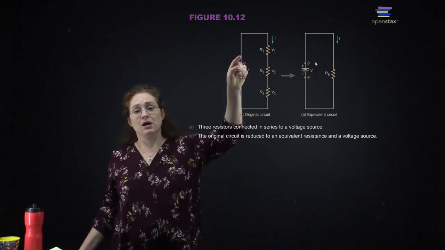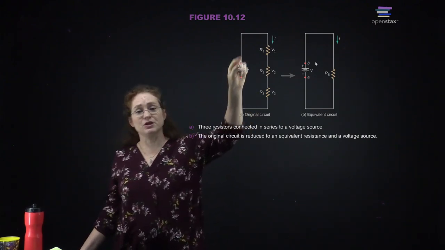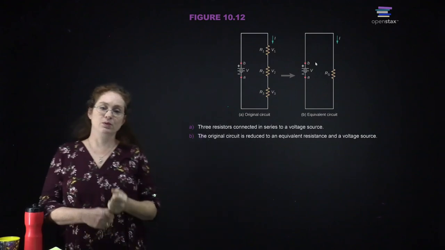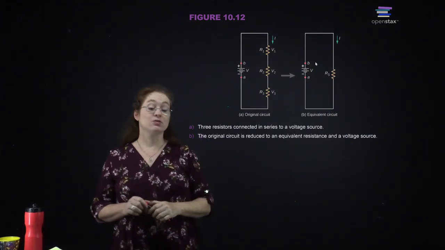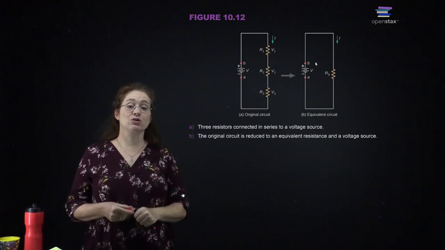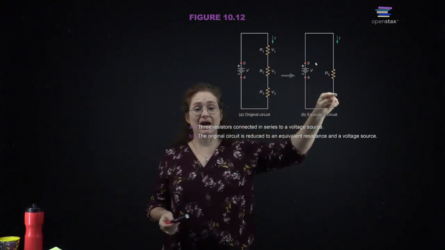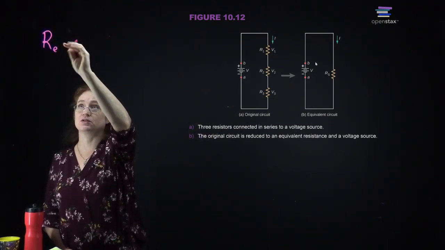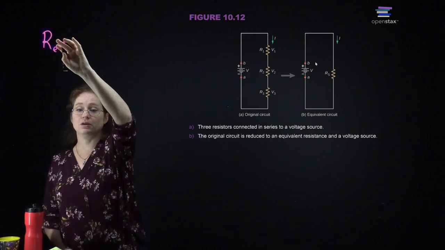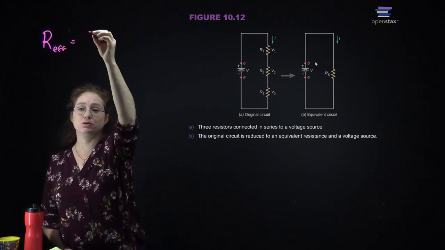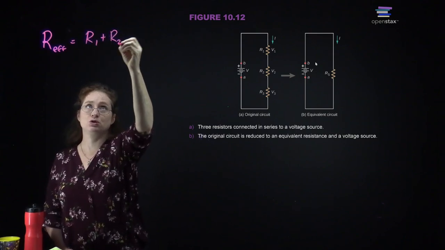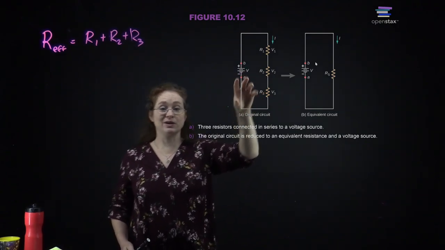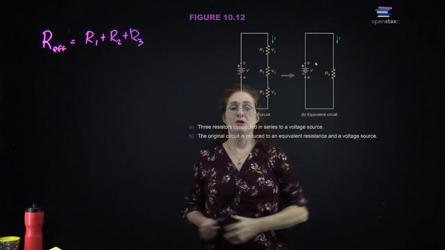Here you can see a battery, which is in series with three different resistors. Now, when we have resistors in series, they add. So the three different resistors in series add up to be one equivalent resistor. And the way that we add them is that the effective resistance is equal to resistance one plus resistance two plus resistance three. And then you can redraw the original circuit as if it has a single resistor.